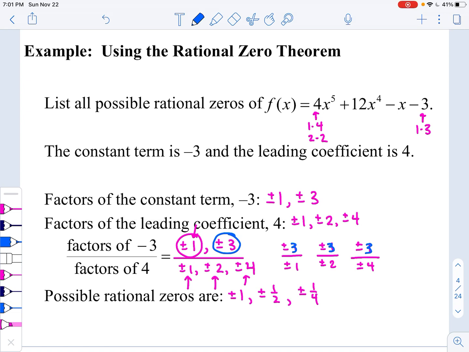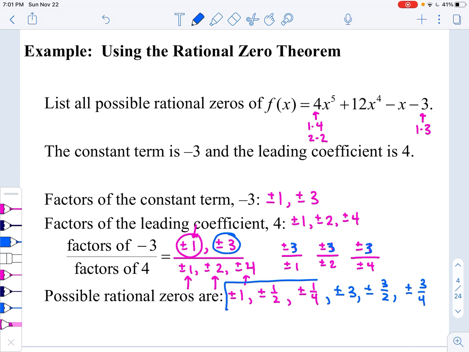If I have a plus or negative 3 divided by a plus or negative 1, that's going to give us a plus or negative 3. If I have a plus or minus 3 over a plus or minus 2, that means we have a plus or minus 3 over 2. And I have a plus or minus 3 over a plus or minus 4. So I have a plus or minus 3/4.